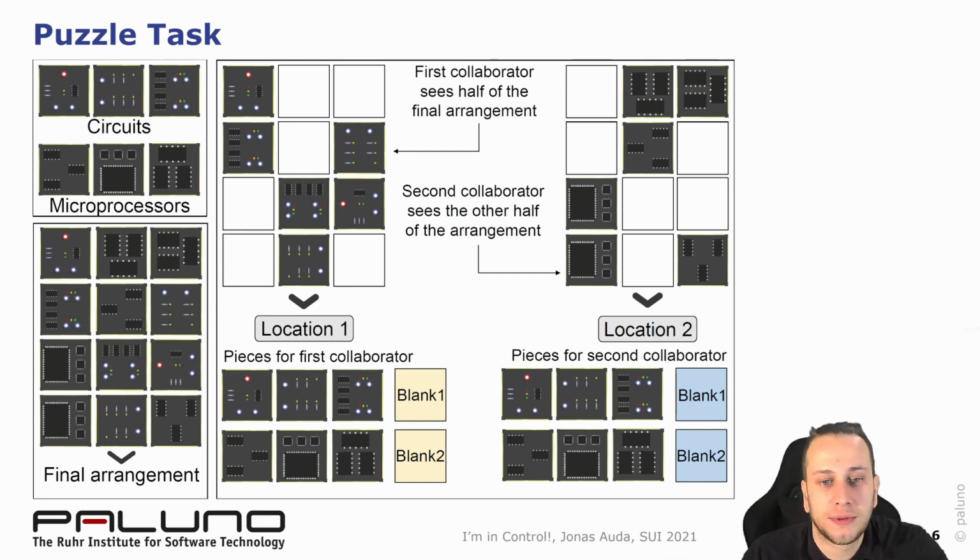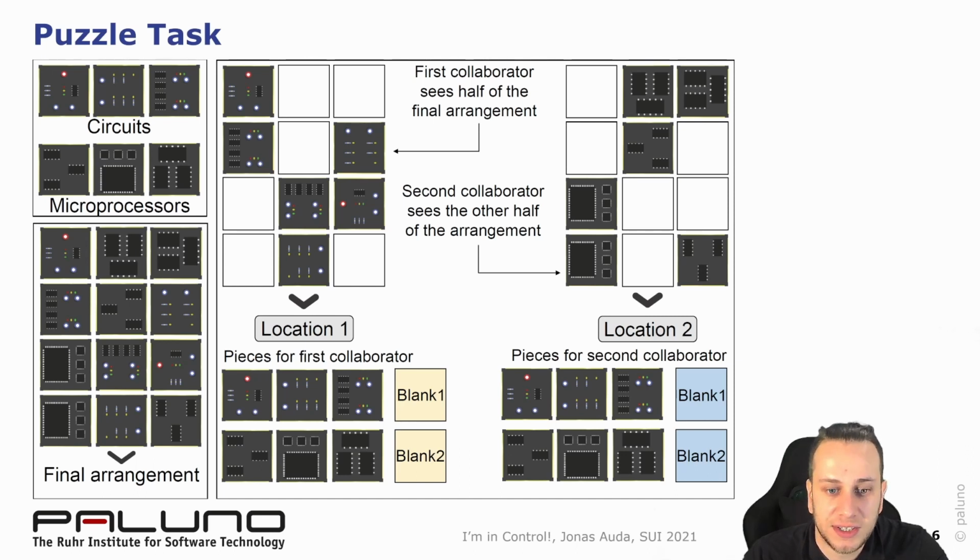The objective for a pair of collaborators was to assemble a simplified and scaled-up circuit board consisting of microprocessor parts and corresponding circuit parts. One can see the circuit and microprocessor parts in the upper left. The required arrangement consists of 12 square components represented by 10 × 10 cm wooden pieces that we call the haptic props. One can see the final arrangement in the lower left.